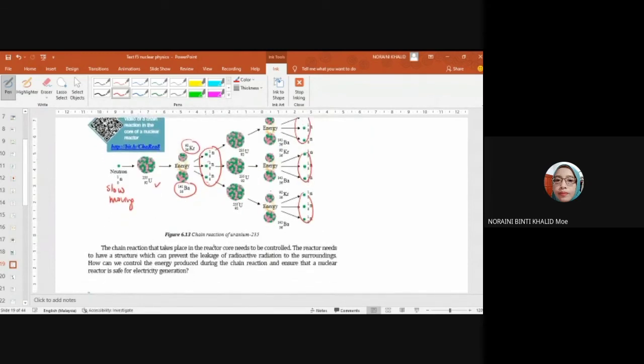The chain reaction that takes place in the reactor core needs to be controlled. If we use this fission in a nuclear reactor to generate electricity, there are some safety measures applied in order to control the chain reaction. The reactor needs to have a structure which can prevent leakage of radioactive radiation to the surroundings. How can we control the energy produced during the chain reaction and ensure that the nuclear reactor is safe for electricity generation?